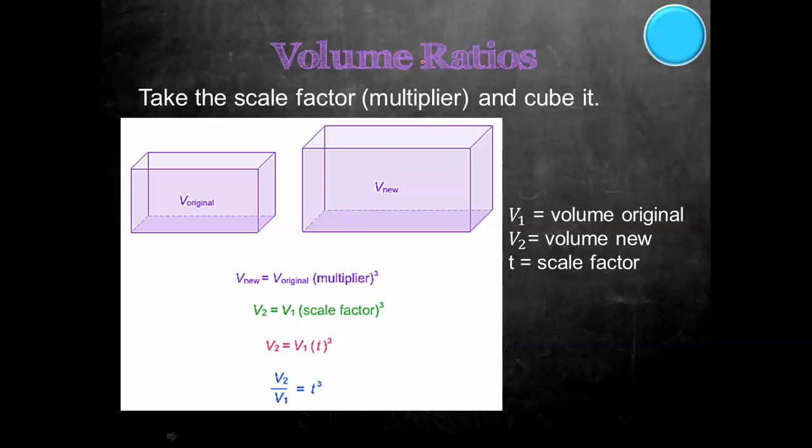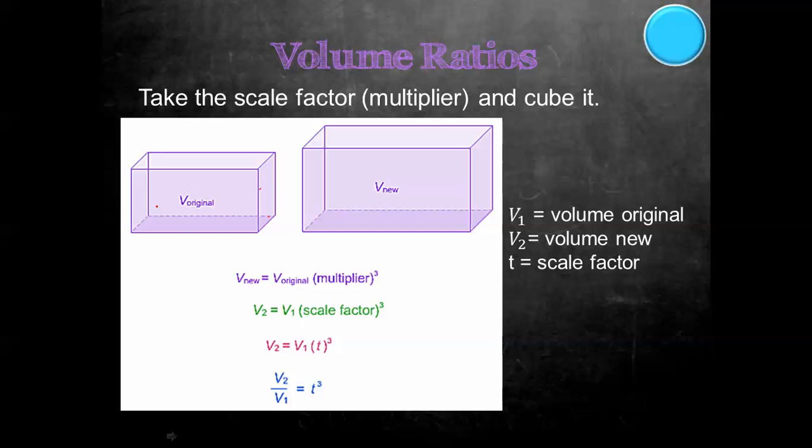So volume ratios work just the same as area ratios. The only thing that's different is that with volume, there's that third dimension. We have length, width, and height. So there are 3 dimensions. So instead of squaring the multiplier, we are going to cube the multiplier.